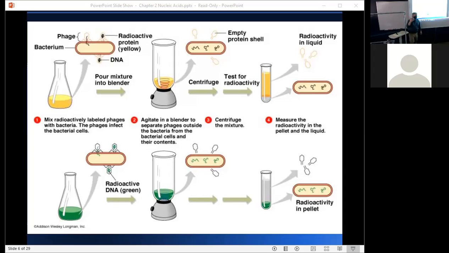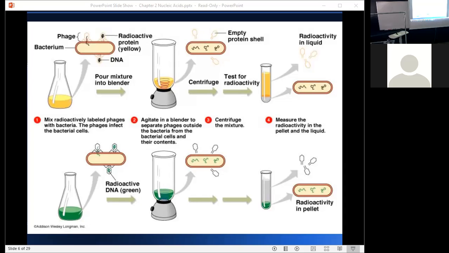Now bacteria, being more dense, are going to be located in the pellet. They're going to be centrifuged down to the bottom. The phage themselves are less dense, so they're going to be in the supernatant. So when they tested for radioactivity, they found that all of the radioactivity was in the supernatant rather than in the pellet. So this disqualifies protein as the medium for carrying genetic information, because if it was carrying genetic information, it would co-locate with the bacteria. It would be in the bacteria.